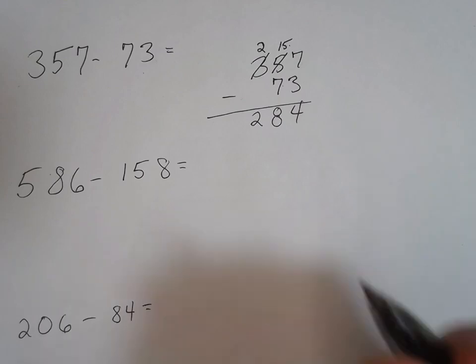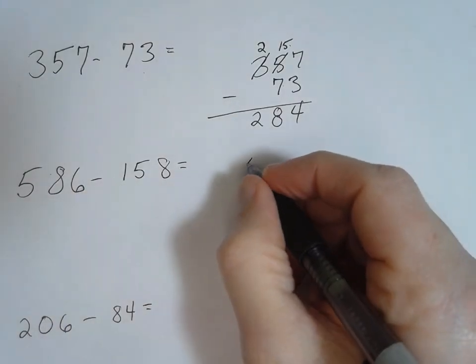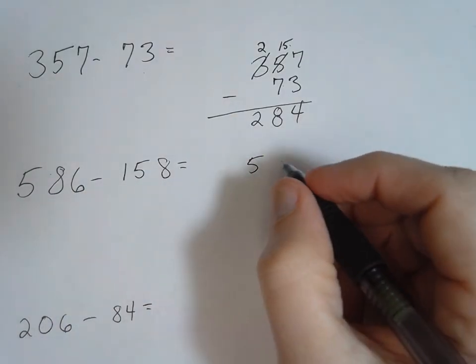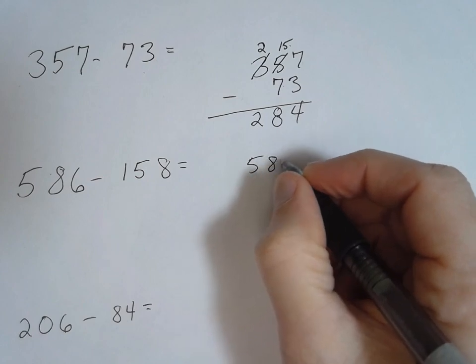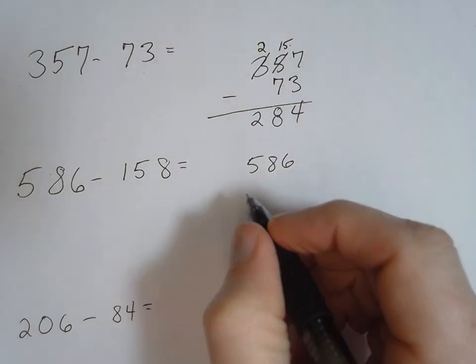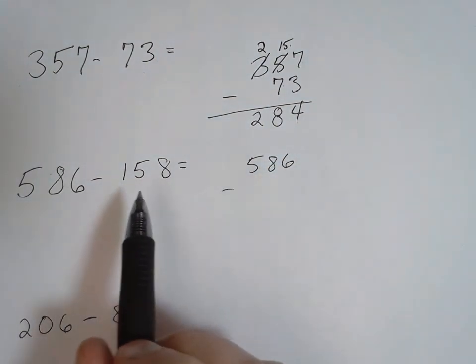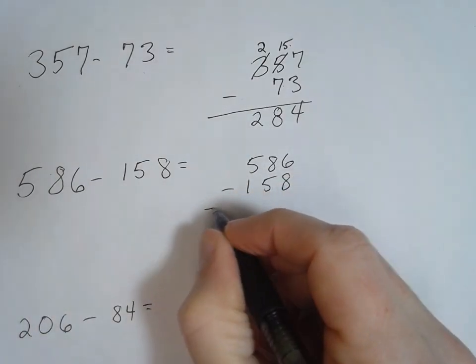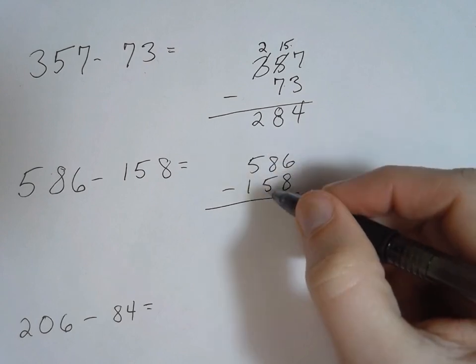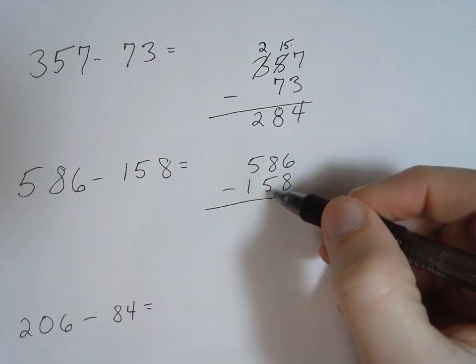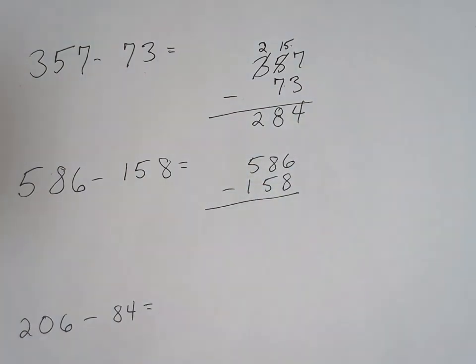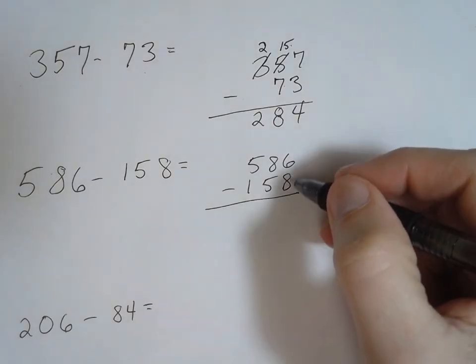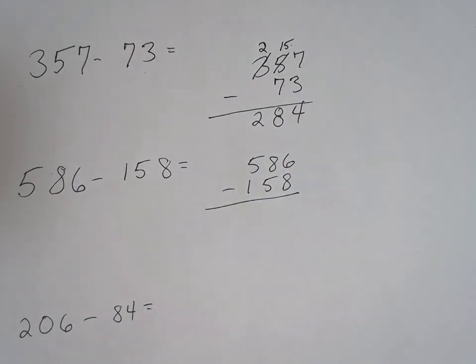And on to the next one. Once again, I want to change my horizontal problem into a vertical problem. So 586 minus, and then I'm going to put 158. And once again, making sure my place values are lined up, ones with ones, tens with tens, and hundreds with hundreds. I always start in the ones place, and I always ask myself the same question every single column.